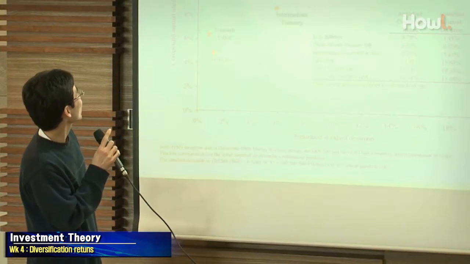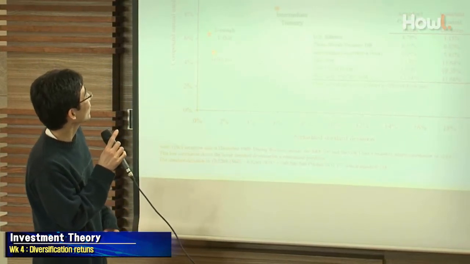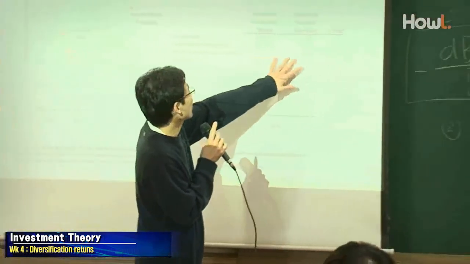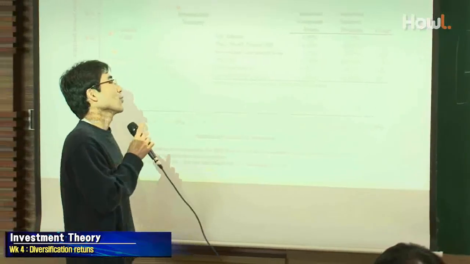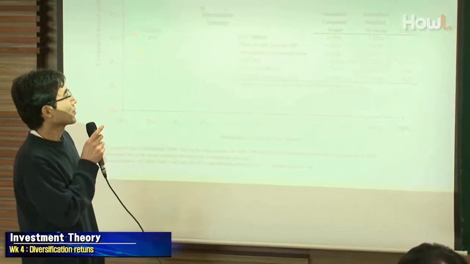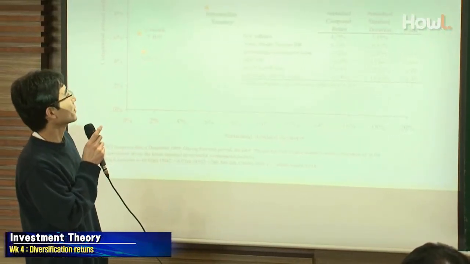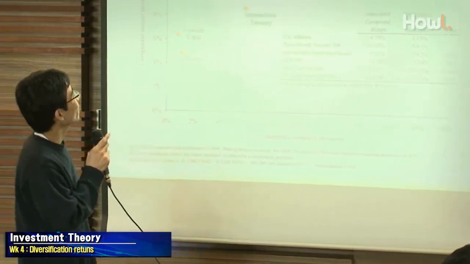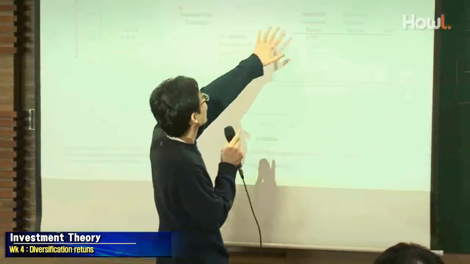And intermediate treasury has a slightly higher return, 8.55%, and also higher variance, 5.82%. Okay. And we have portfolio 50%. Before this, let's take a look at it.